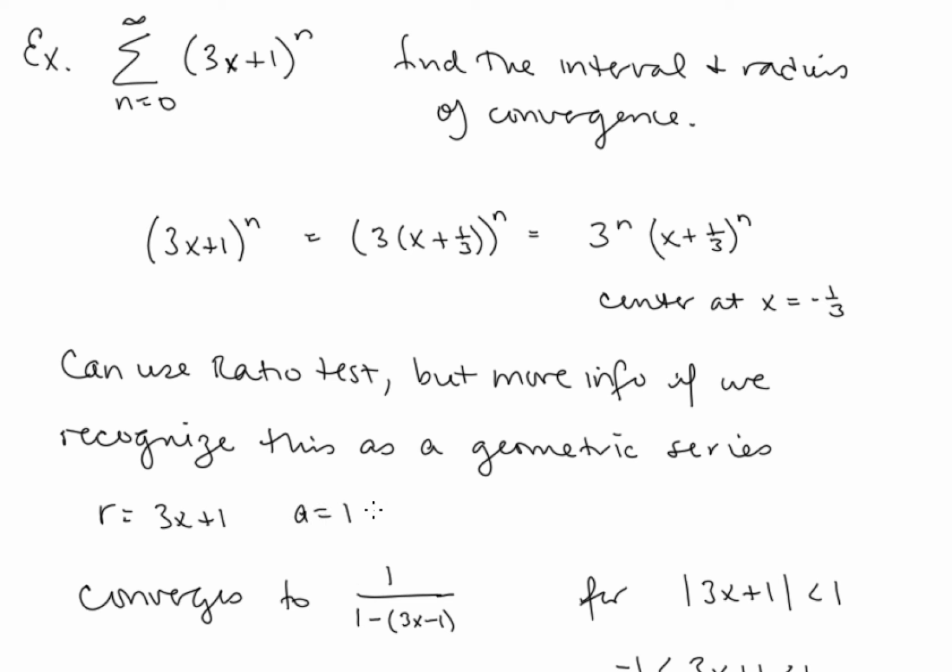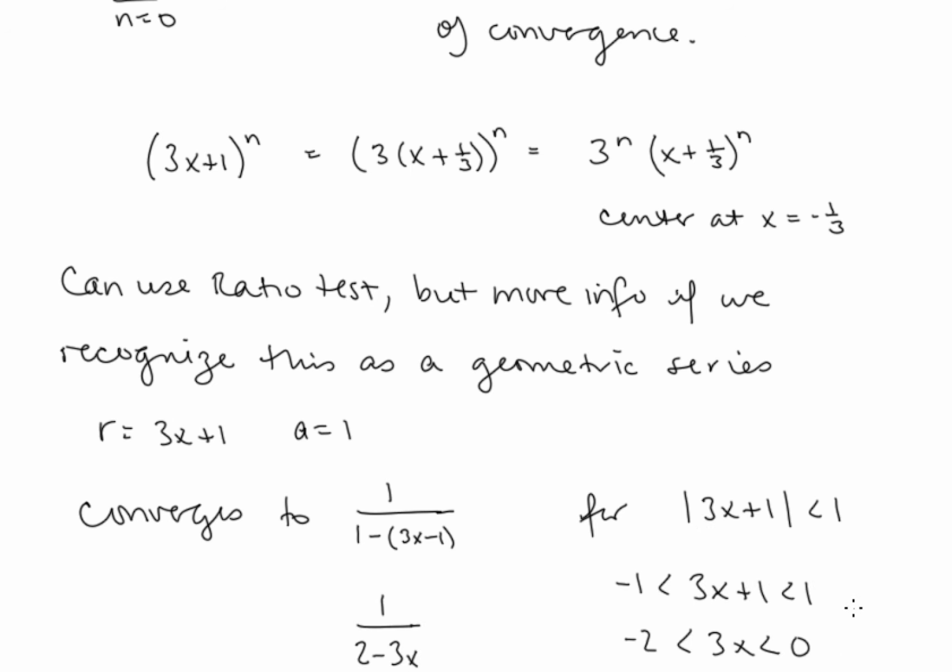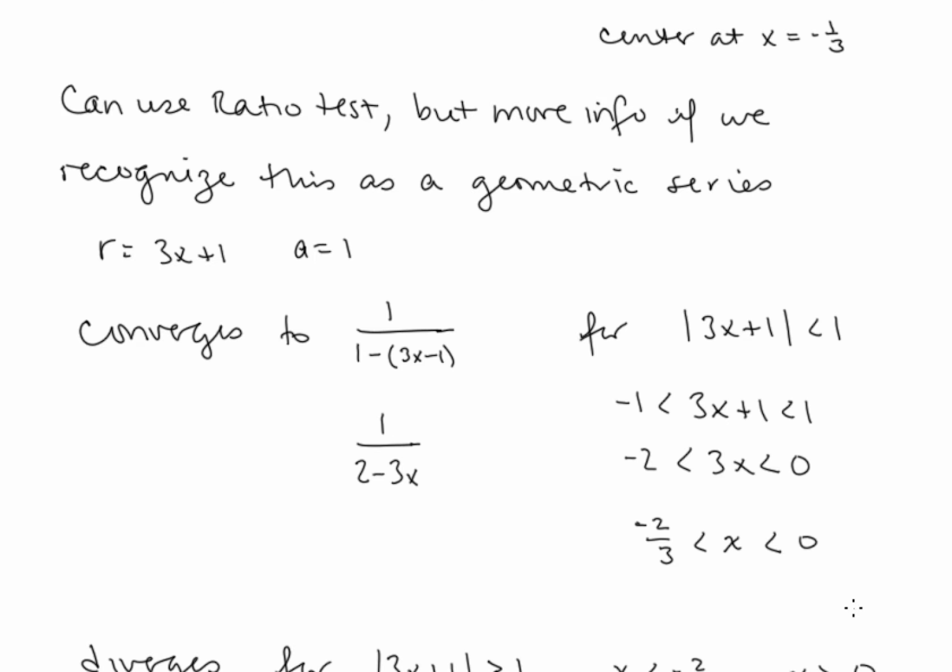Then we know this is going to converge to a over 1 minus r when the absolute value of r is less than 1. So let's take a closer look at that. Simplifying here, we get 1 over 2 minus 3x. And this interval simplifies to negative 2/3 less than x less than 0.